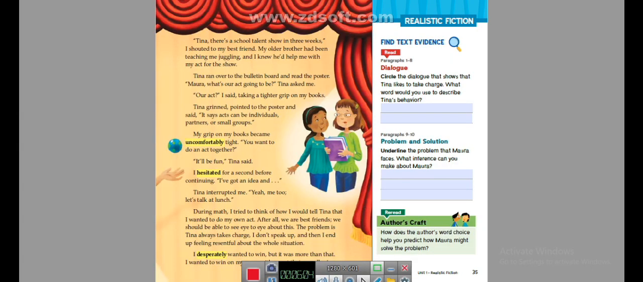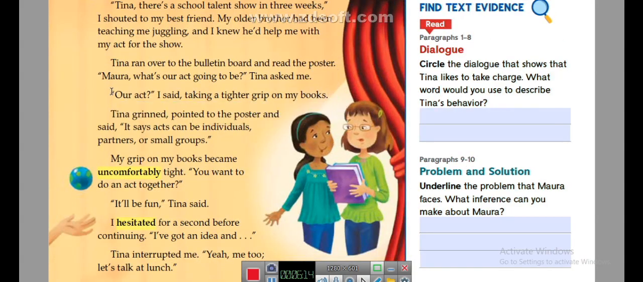Let me show you some examples of dialogues in our story right here. For example, we have this dialogue here. Our act, I said, taking a tighter grip on my books. So here Tina is talking with Mora. This is a dialogue. They are talking together. Mora, what's our act going to be? Tina asked me. So this is a dialogue.